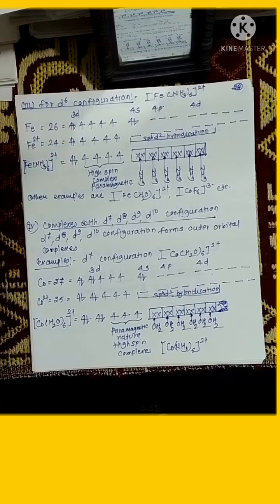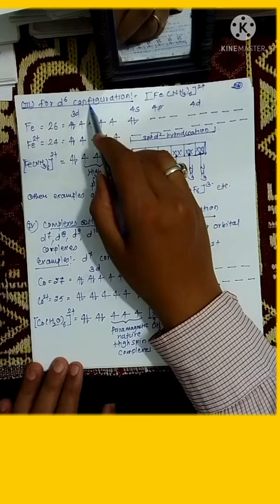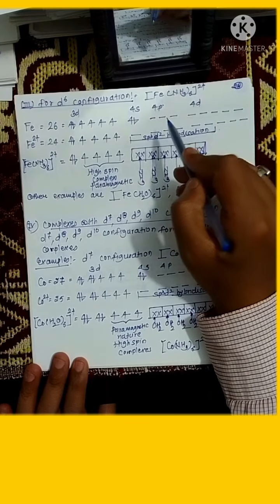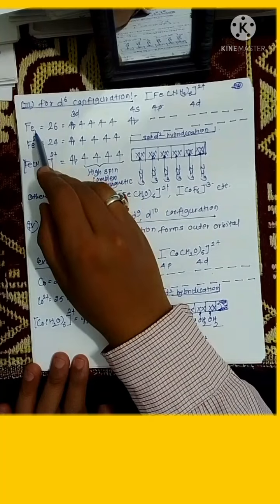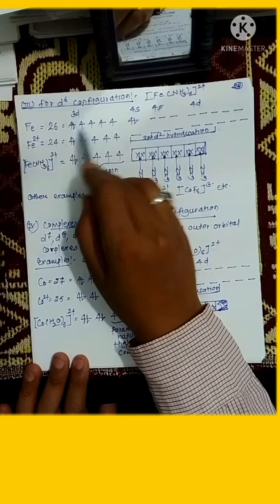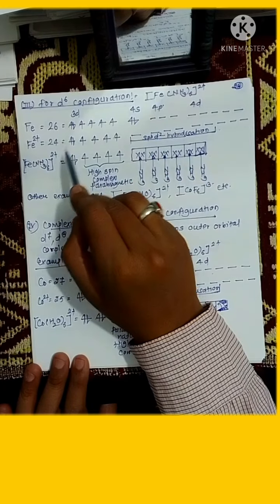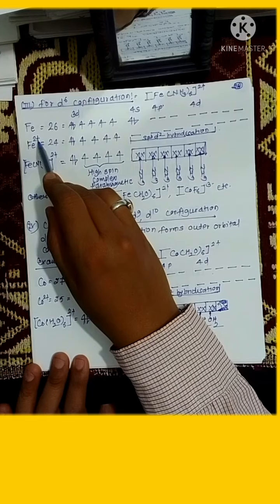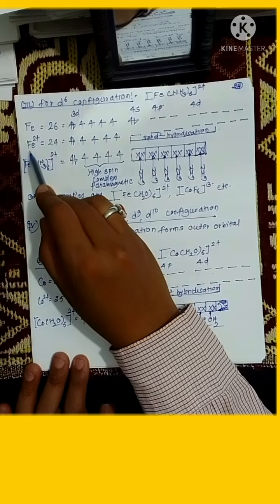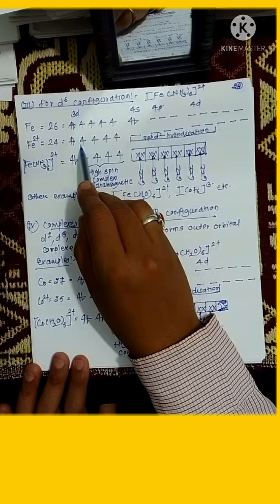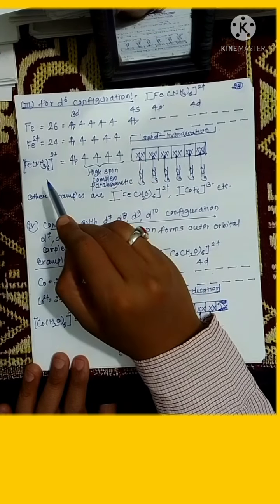So now we are going to see the d6 configuration. Example is [Fe(NH3)6]2+. Electronic configuration of iron is written as 3d6 4s2. In this example, iron is present in the 2+ oxidation state. So the electronic configuration of Fe2+ is written as 3d6 4s0.